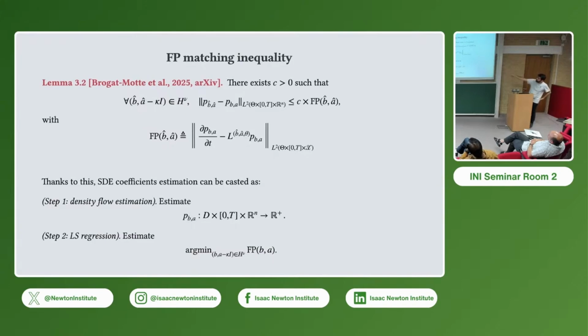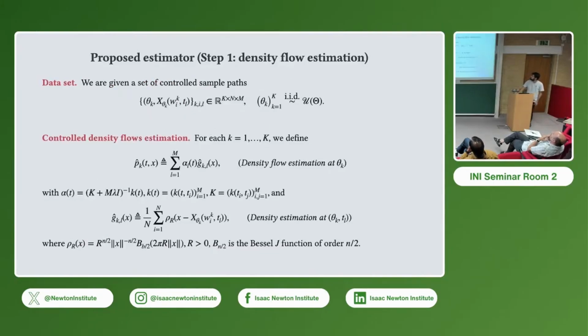But we don't know P, of course, but it allows us to break the problem in 2 steps. First, we estimate the density flow. And then, so here there is a typo, D is a big theta, sorry. And then we recover the coefficient from the density flow, thanks to the Fokker-Planck matching inequality. So now I will present the 2 steps, exactly the estimators that we considered.